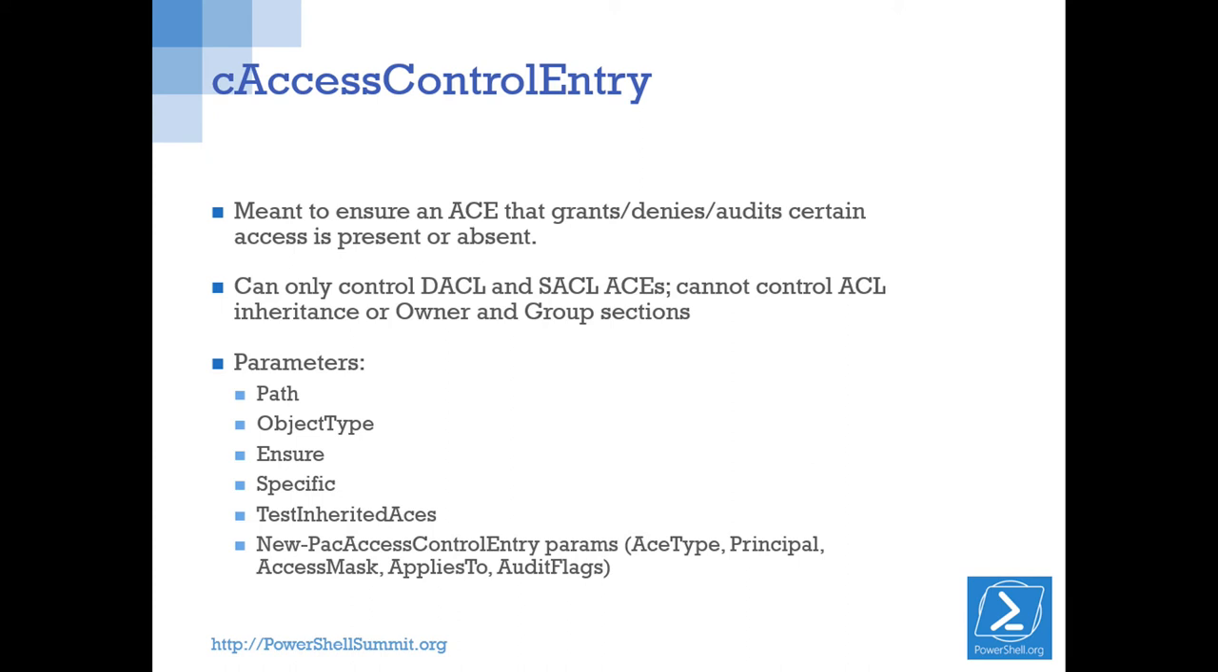Thank you. So the ACE type: allow, deny, or audit. The principal. The access mask, and for that you do have to give it something that's kind of numeric, but remember we have the helper function, the new pack access mask, so we'll see that in a little bit. Then AppliesTo: if you're working with an object that exists in a hierarchy, like a folder or a registry key, that's where you control whether this will apply to the folder, subfolders, and files, or just the folder. But you don't get to use those friendly names. You have to use things like object, child container, and child object. And the audit flags: if it's an audit ACE, you have to specify audit flags, either success or failure.